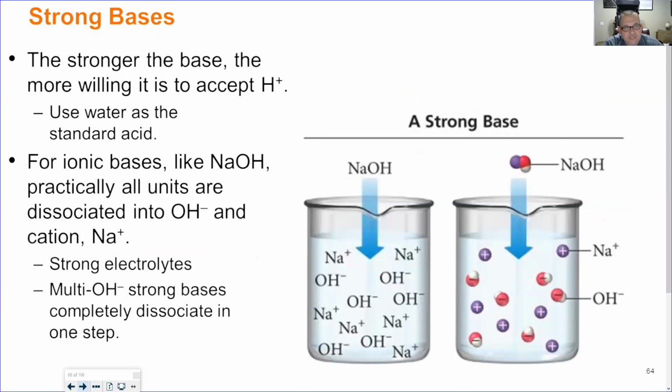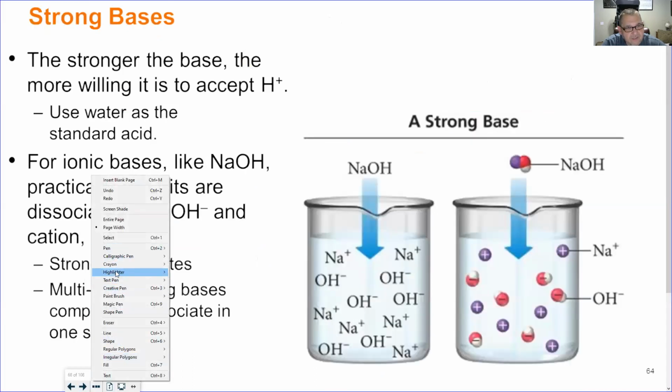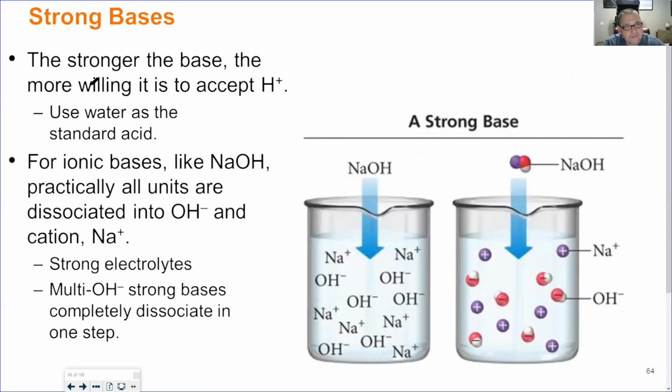All right, so when we look at strong bases, how do we approach those? What happens with a strong base is that a strong base is willing to accept a proton to neutralize it, and water becomes what we call the standard acid. So ionic bases like sodium hydroxide, almost all of the units are dissociated into the hydroxide and the sodium. They're strong electrolytes. And even if they're multi-hydroxides, they will dissociate completely.